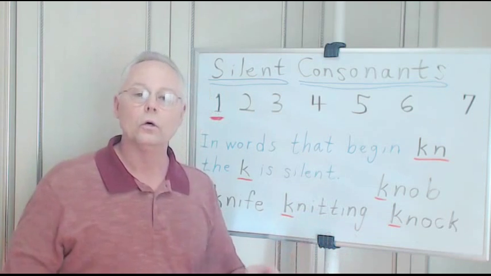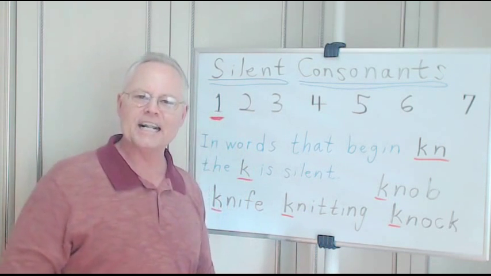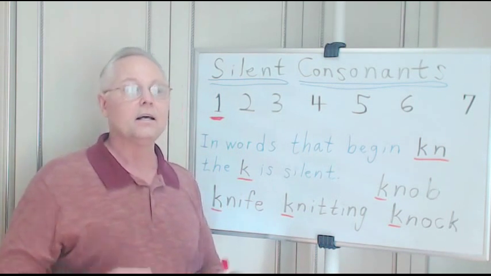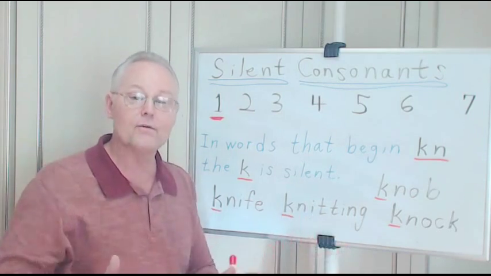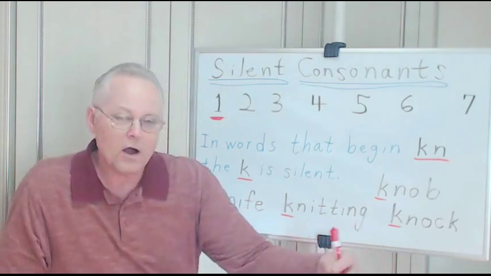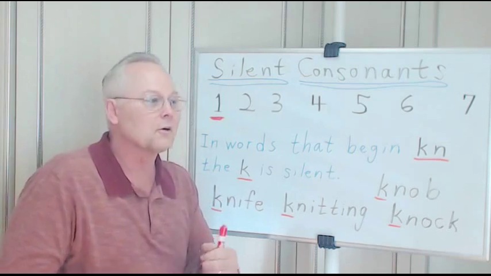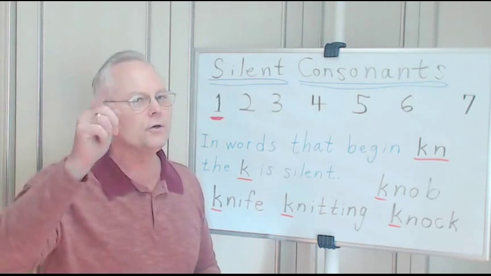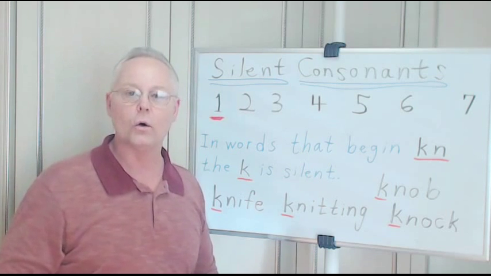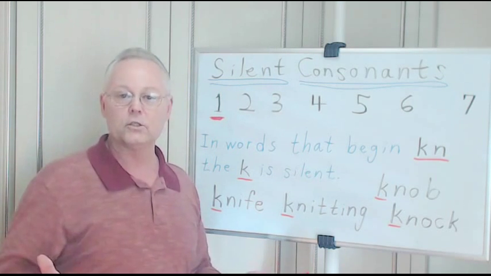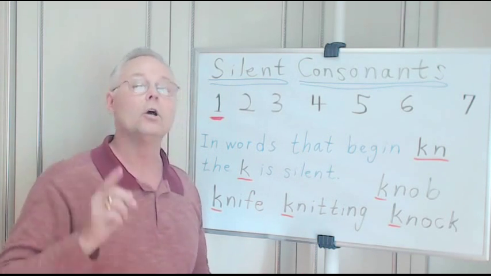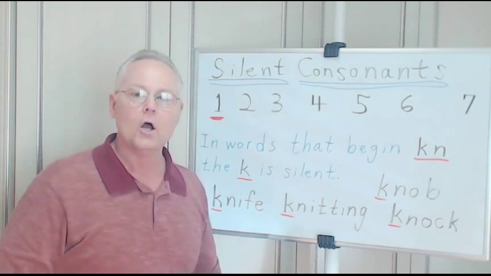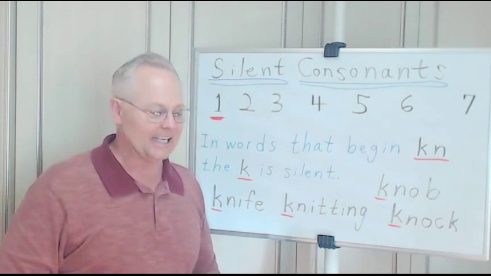K-N-E-W. New. I knew you were going to say that. Not canoe. Canoe is a type of boat, a narrow, long boat that you paddle down a river or across the lake. New. I knew you were going to say that. No! N-O is no, as in a negative. No, I'm not going to eat that piece of pie.